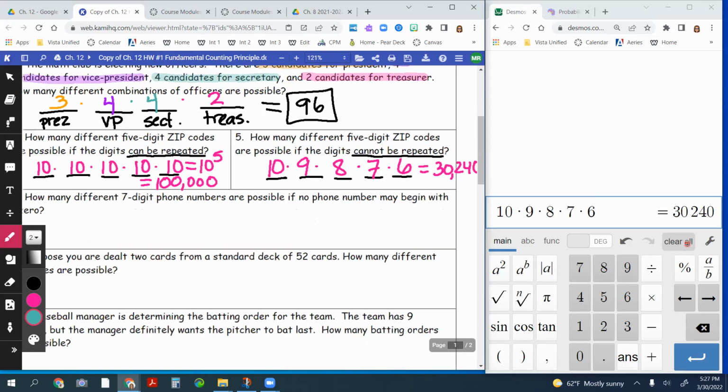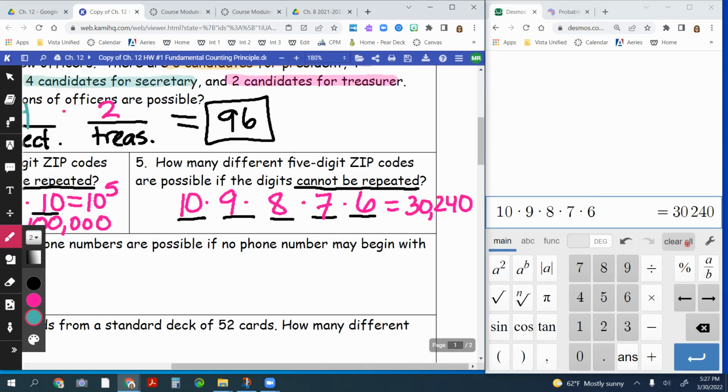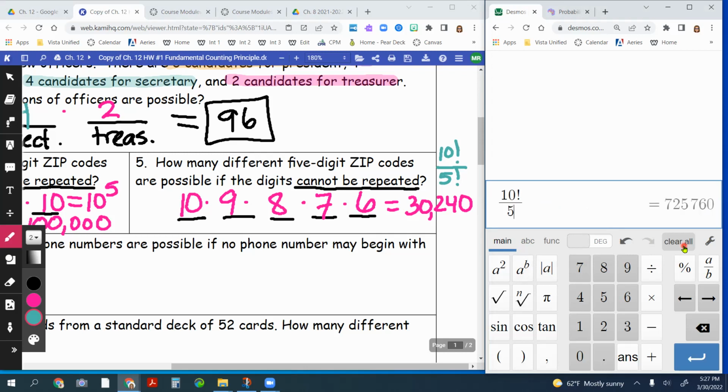Another way to think about this is almost 10 factorial, but we're missing 5 factorial, which is 5, 4, 3, 2, 1. So instead, I can go 10 factorial divided by 5 factorial, and you see I got the same answer. That's another way of typing it in where you don't have to type in a whole bunch of numbers, but you're going to get the same answer.